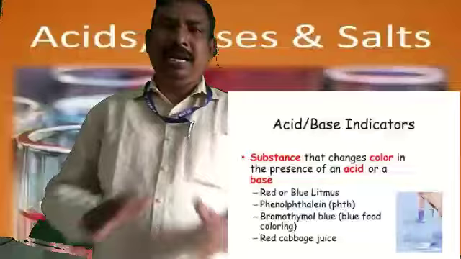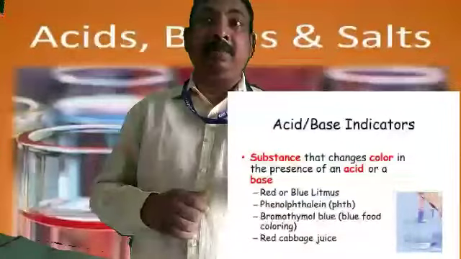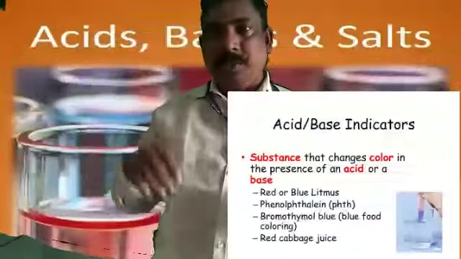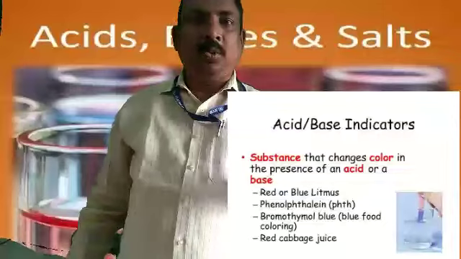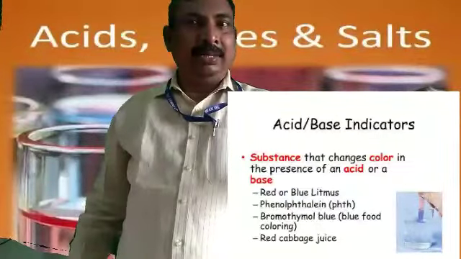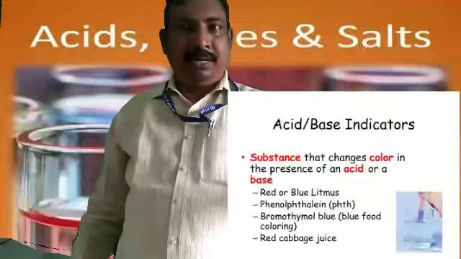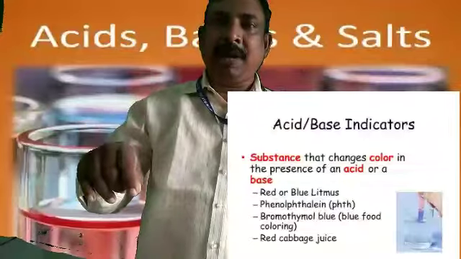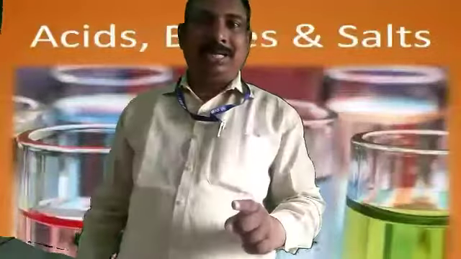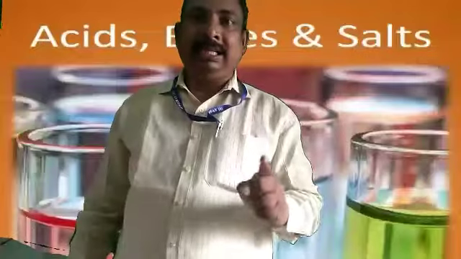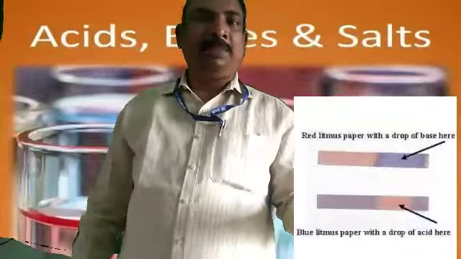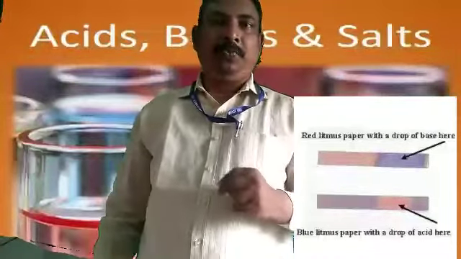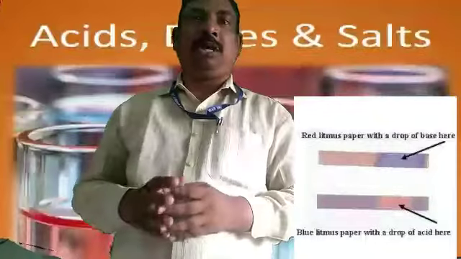So now let me see the first topic, indicators. What are indicators? In our lower classes, we have already seen the litmus paper. Blue litmus paper and red litmus paper we have used. What does the blue litmus paper do? When you dip the blue litmus paper in an acid, that blue litmus paper turns to red. If you dip red litmus paper in a base, the red litmus paper turns to blue. So what is the conclusion we learned from there? Acids turn blue litmus paper to red. Bases turn red litmus paper to blue. This is the test that we learned in the lower classes.